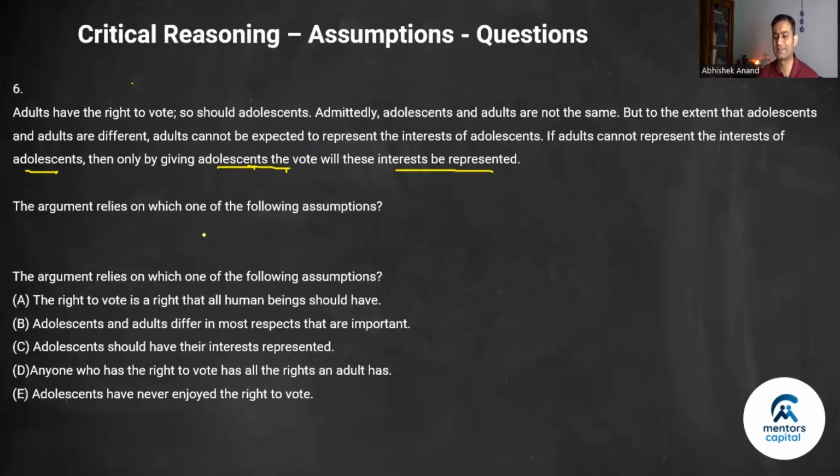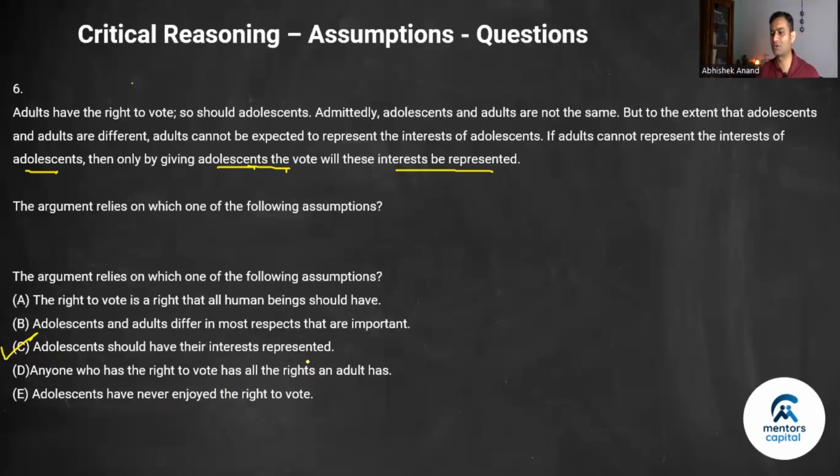If you look at the choices, the fundamental assumption that you're making is that adolescents' rights are to be represented. If there is no need to represent the right, then whether they are different or whether they are the same will not make sense. If I don't need to do something, why do I work on areas to do that thing, right? So therefore, the correct answer here is C. This is a fundamental assumption.